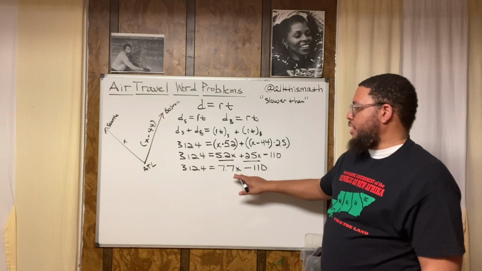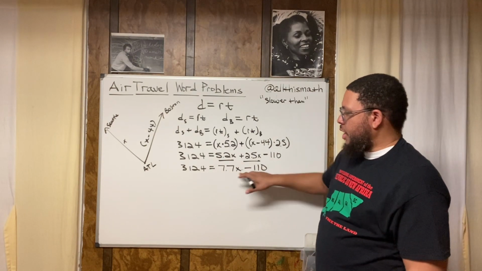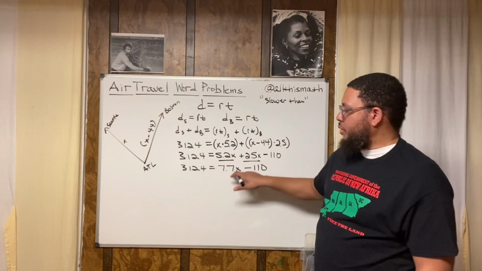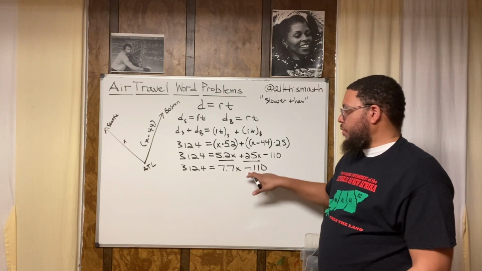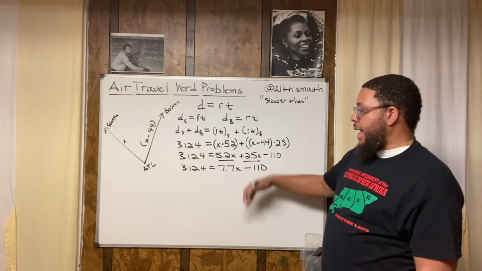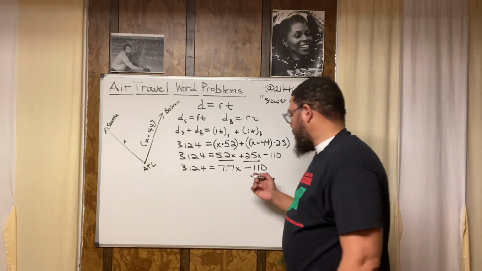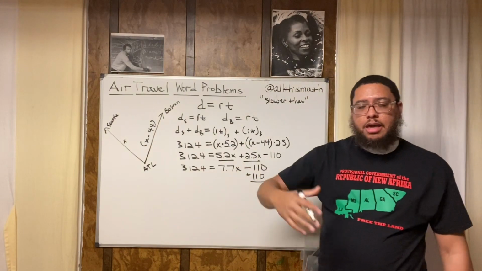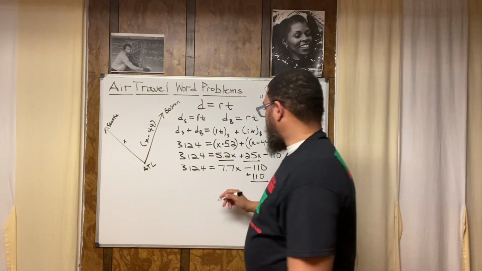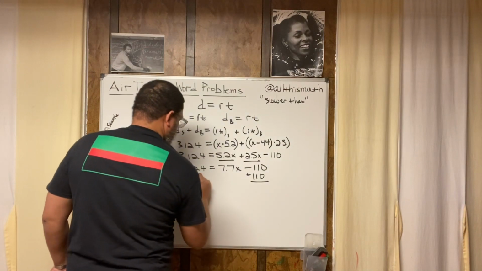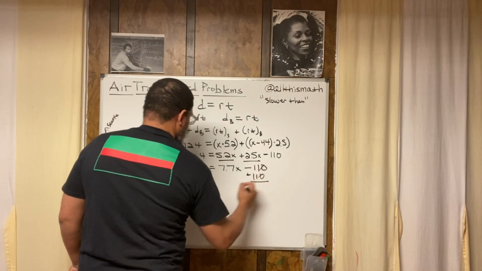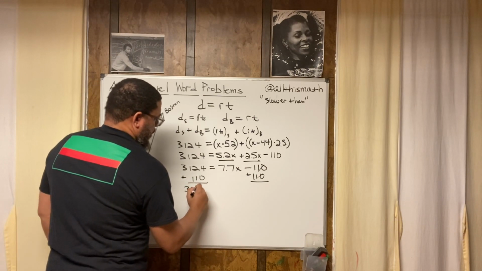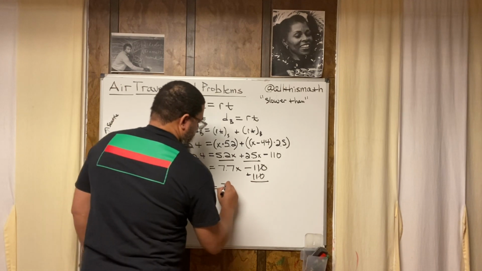3124 equals 7.7x minus 110, right? I'm trying to solve for x. That's my ultimate goal. So I've got to isolate the 7.7x first. How do I do that? I get rid of the negative 110. How do I do that? I add 110. I do the opposite operation. So I do plus 110 on the right, and if I do it on the right, just like ancient Kemet, Maat, I've got to stay balanced. So I've got to add 110 on the left. 3124 plus 110 is going to be 3,234 is equal to 7.7x.